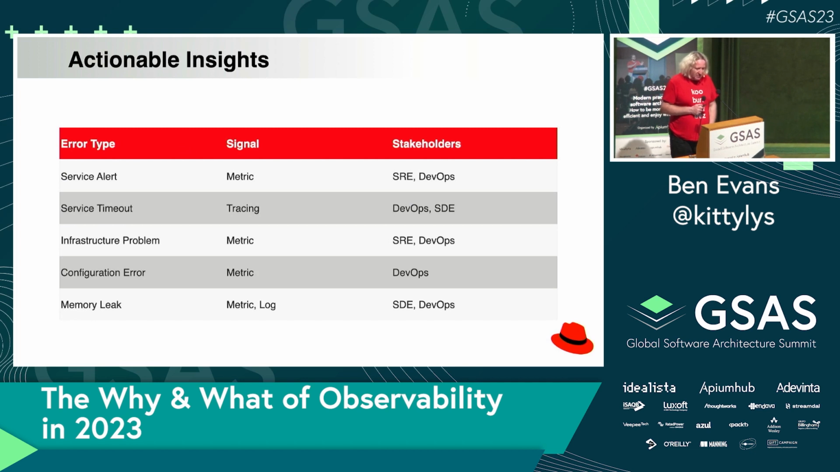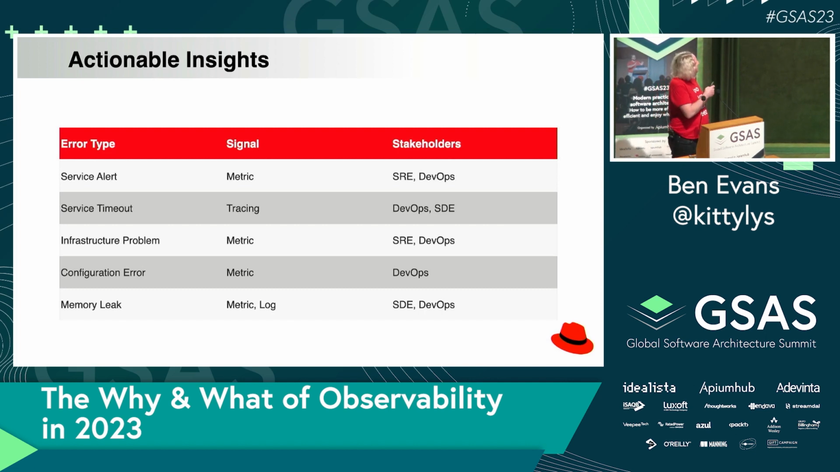Okay, so what sort of actionable insights? Because the key thing about observability is to talk about actionable insights. What can we do as SREs or DevOps with the data that we can see? So we've got a bunch of different things you might want to try and figure out here. A service alert, a timeout, a problem in the infrastructure, configuration, and a memory leak. Right, so five fairly typical issues with production systems that we might encounter.